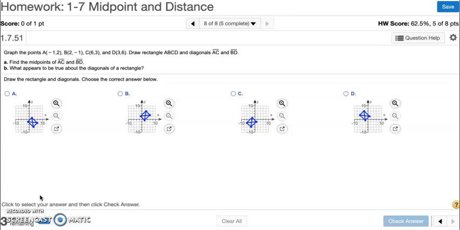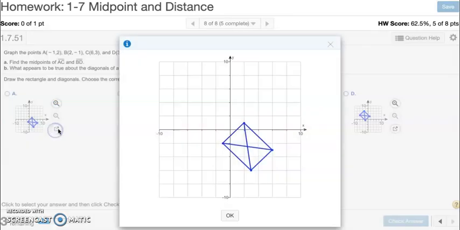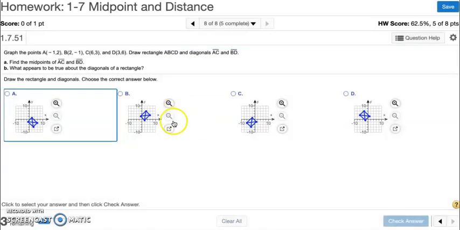Number 8 says graph the points A, B, C, and D and draw the rectangle and the diagonals AC and BD. So looking at each of these, we have negative 1, 2. So if I start with A, that would not be negative 1, positive 2. That's negative 1, negative 2. These are going on a scale of 2, by the way. 2, 4, 6, 8, left and right and up and down. But this should be positive 2, so it will not be A.